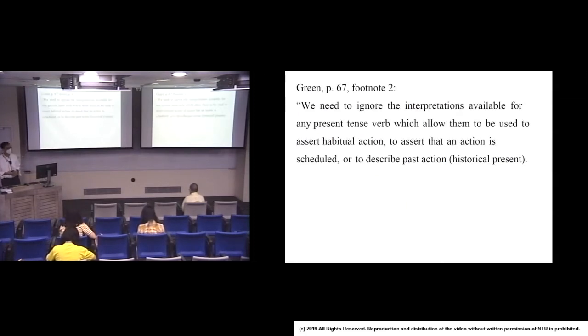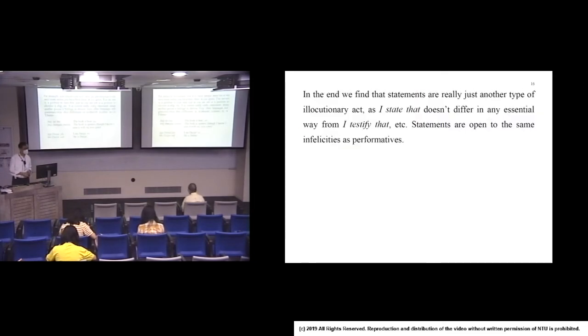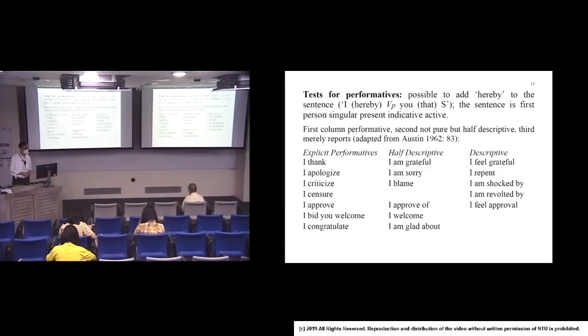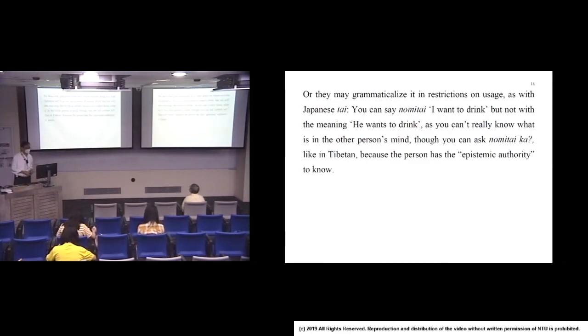So Green says, we need to ignore the interpretations available for any present tense verb which allow them to be used to assert habitual action, to assert that an action is scheduled, or to describe past action, historical present. So this is just about the form of the strict performative sentences. Because as I mentioned, with the performative ones, it's first person singular present indicative active, right? But there are other sentences that have that combination.